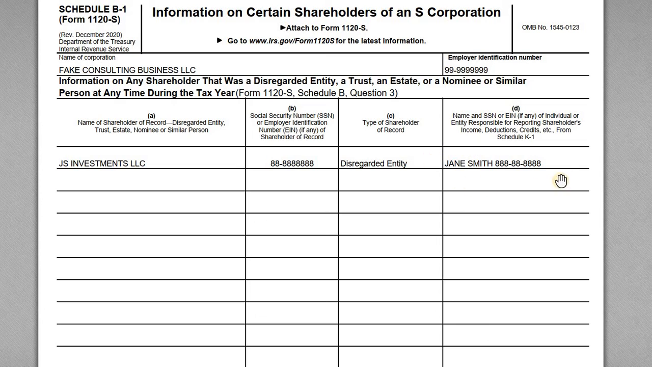So the IRS can expect to see the income being reported on her tax return, even though the K-1 is going to be issued to JS Investments LLC, right? Because JS Investments LLC, as a disregarded entity, does not file its own tax return, right? The information is reported on the ultimate owner's return. Okay, so that covers it.